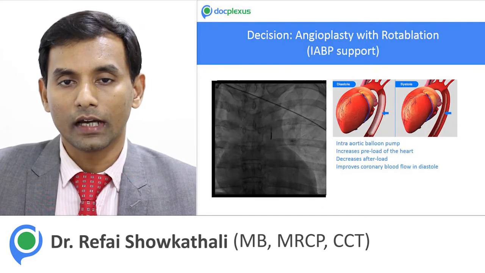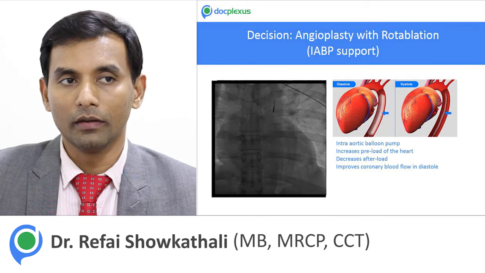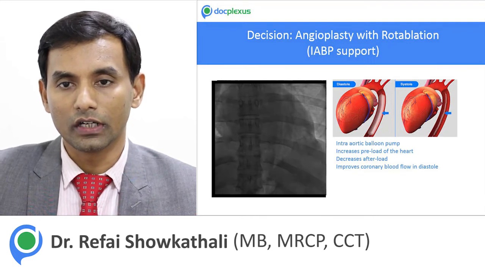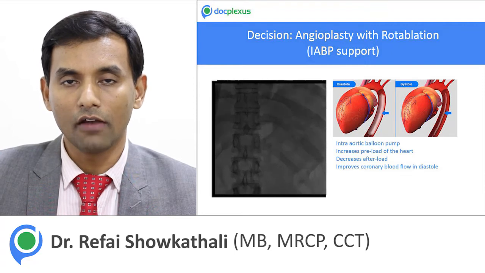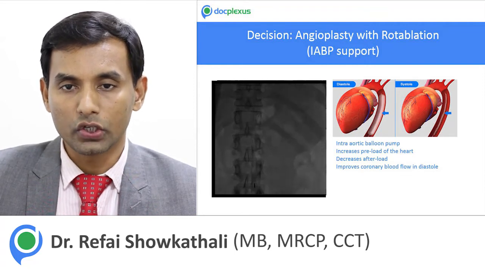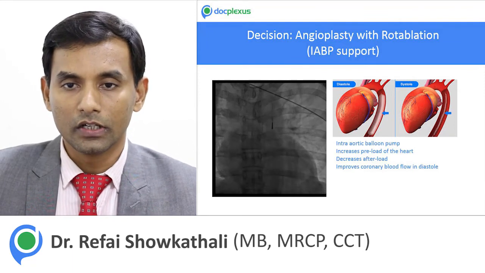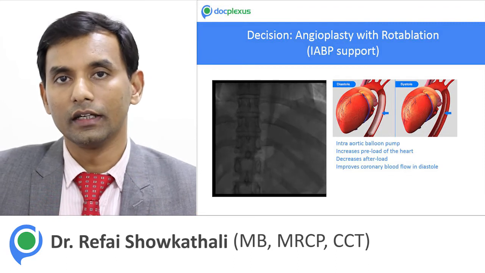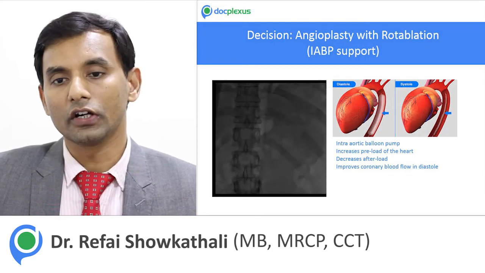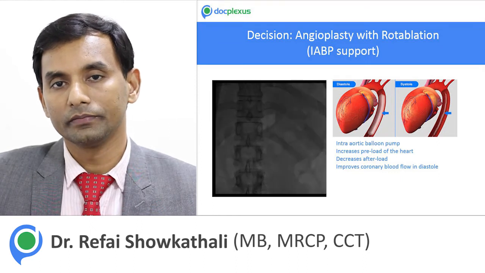So we took him to the cath lab, and firstly, because he has significantly impaired LV function, he underwent an intra-aortic balloon pump through the left femoral artery with an 8 French sheath, and the IABP was implanted into the aorta. As you know, the intra-aortic balloon pump increases the preload of the heart and decreases the afterload of the heart, improving the coronary blood flow during diastole.